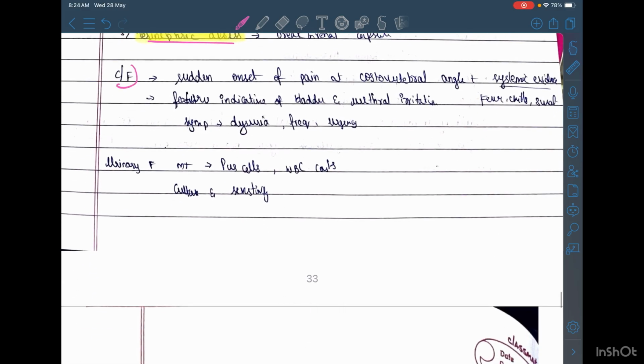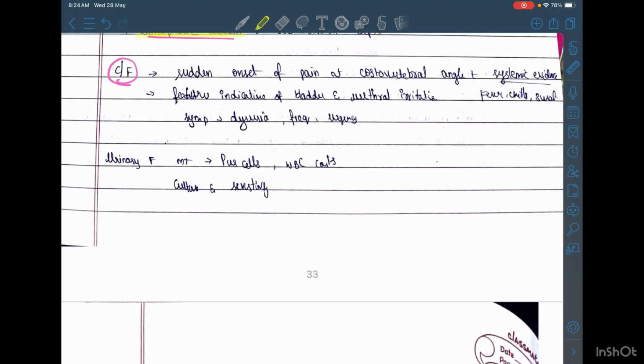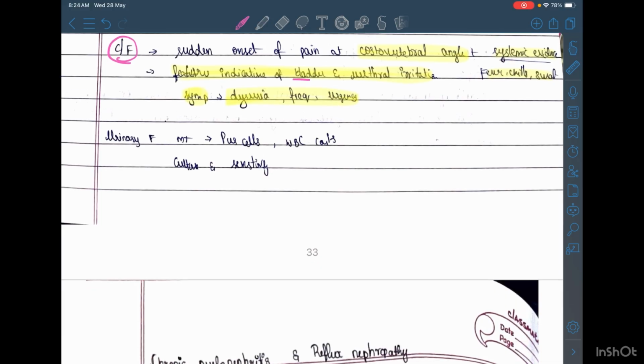Then coming to the clinical features of acute pyelonephritis, there will be sudden onset of pain at the costovertebral angle and systemic evidence like fever, chills and sweating. Then features indicative of bladder and urethral irritation, with symptoms like dysuria, frequency and urgency.